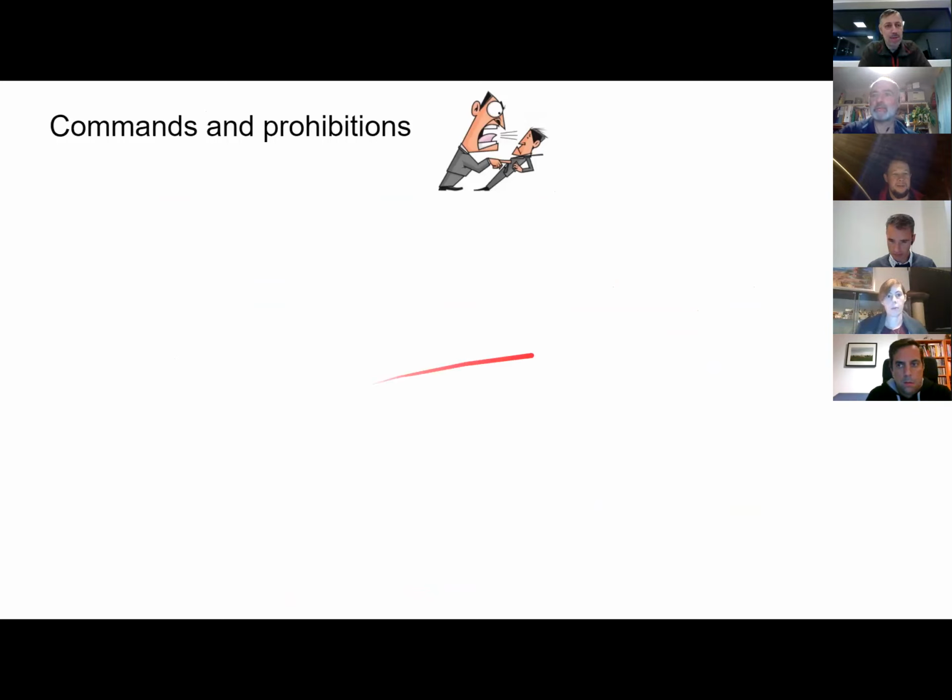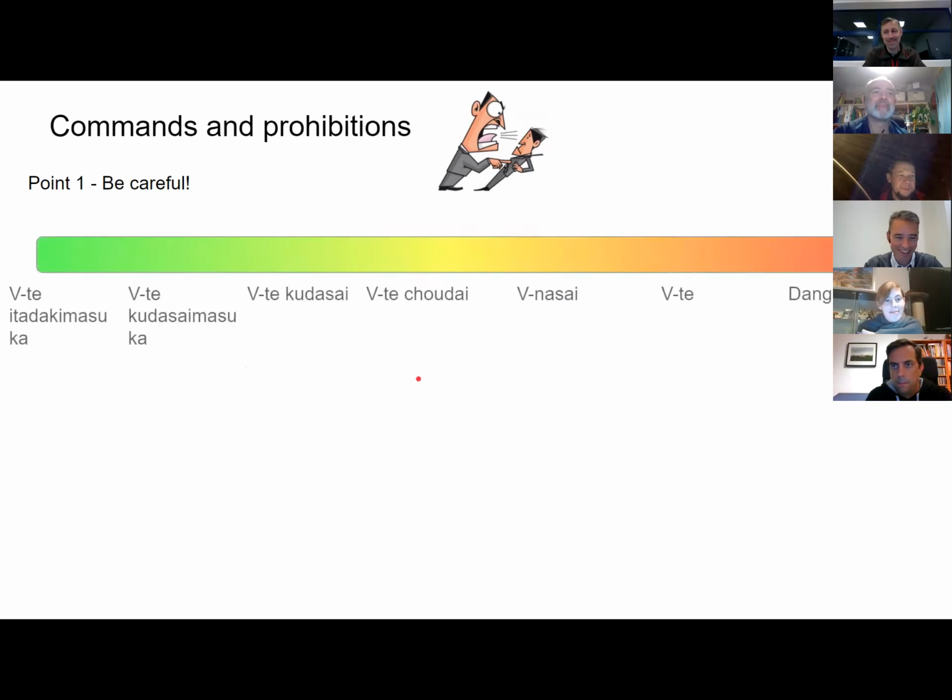Command and prohibition. So the first point is be careful how to use these. If you use them inappropriately to the wrong person, then you could end up being without a teacher or a job or a head. These are all possibilities. So in terms of the politeness structure with commands, there's a bit of a spectrum. The green ones down here are very, very polite and very safe. Then the middle ones are a bit more everyday, a little bit more casual. And then these start to enter the danger zone at this end here.